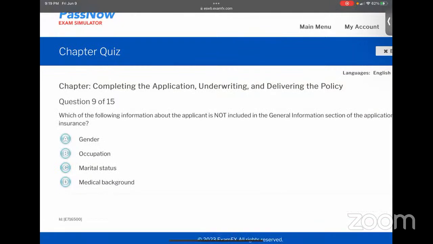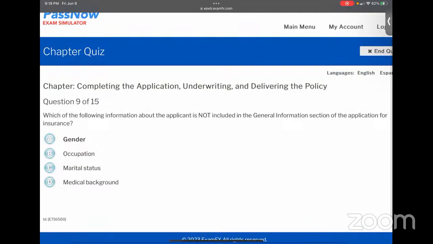All right, number 9. Which of the following information about the applicant is not included in the general information section of the application for insurance? Between A and B, I'm gonna say A. Okay. Not included in the general information.